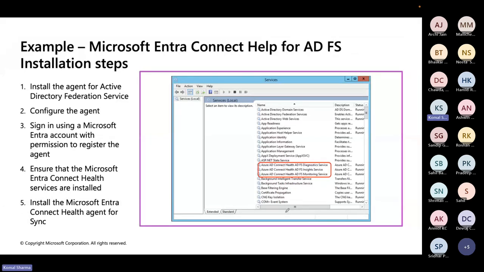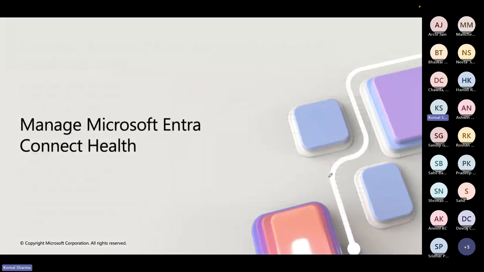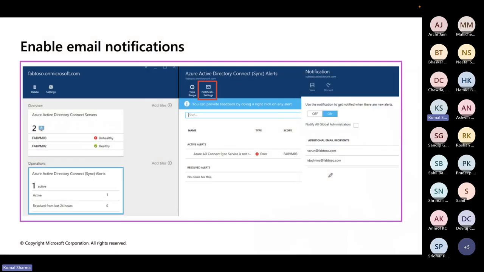So this is an example of Entra Connect Health ADFS installation step that you can refer to. Azure AD Connect Health ADFS Diagnostic Service, ADFS Insight Service, and Monitoring Service. Now, when you are going to manage your Entra Connect Health, you can configure this service to send email notification when any alert indicates that your identity infrastructure is not healthy.